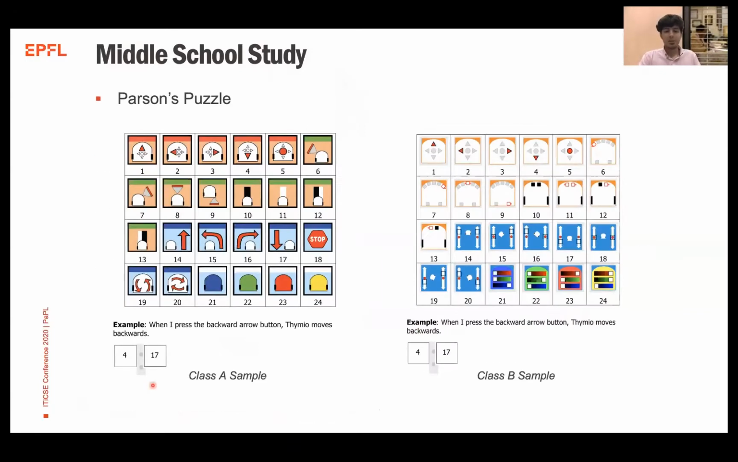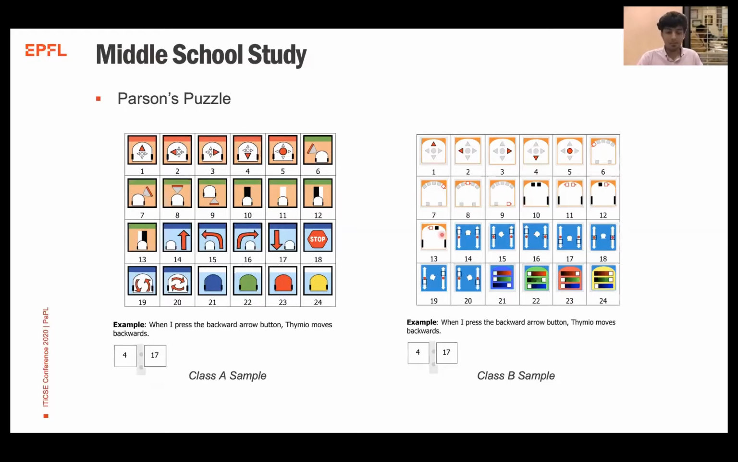So the students were first presented the robot and introduced to it. They had about 20 minutes to explore its functionalities, and then were asked to solve the Parsons puzzle. Class A was presented the puzzle with the PPL tiles, and Class B was presented with the VPL tiles. That is the graphical version of programming the robot. And then they were given a set of tasks which they had to perform with the robot and solve the puzzles again.